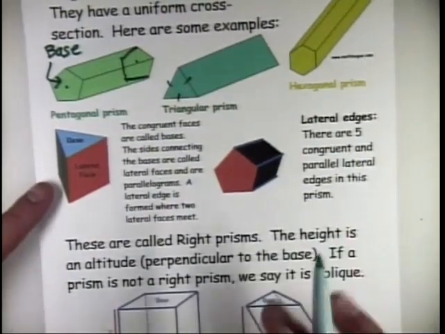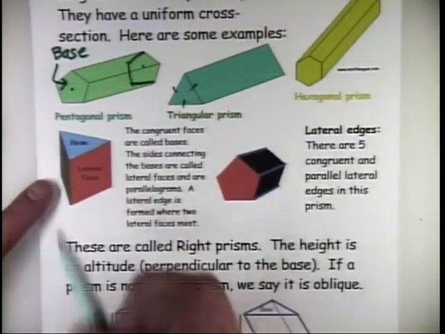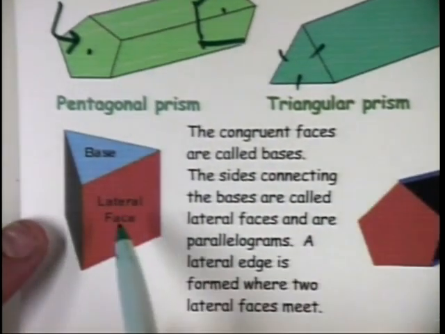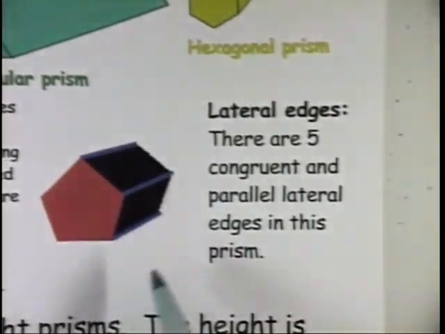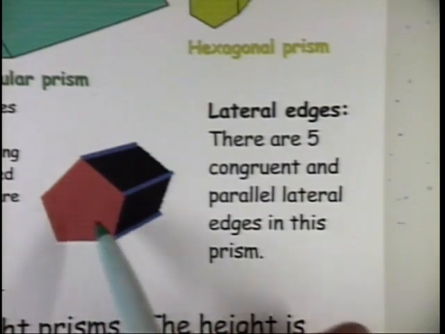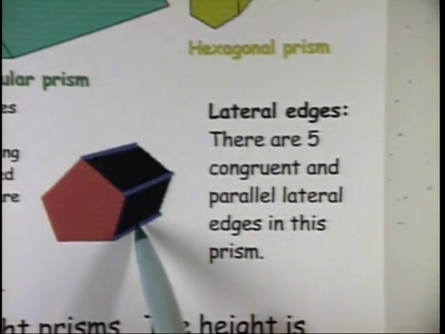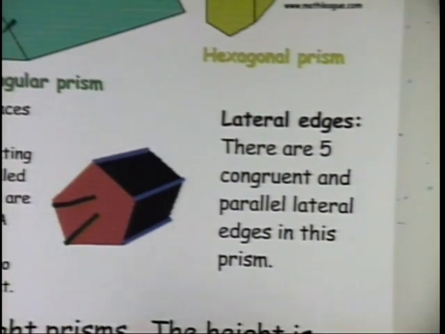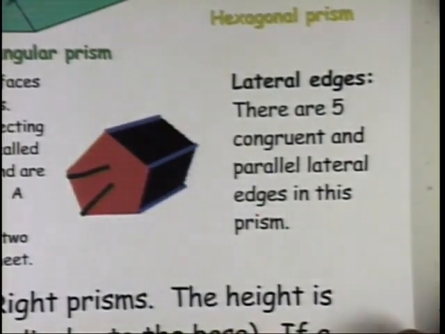Just to go over the anatomy of it, we have the base, which in this case would be a triangle, and the other base would be another triangle, and the sides that join them are called the lateral faces. Where two lateral faces come together, we have something called a lateral edge. In this pentagonal prism, we have 1, 2, 3, and then two more we can't see, 4, 5 lateral edges. And they're congruent. These faces are also congruent, and they're parallelograms.